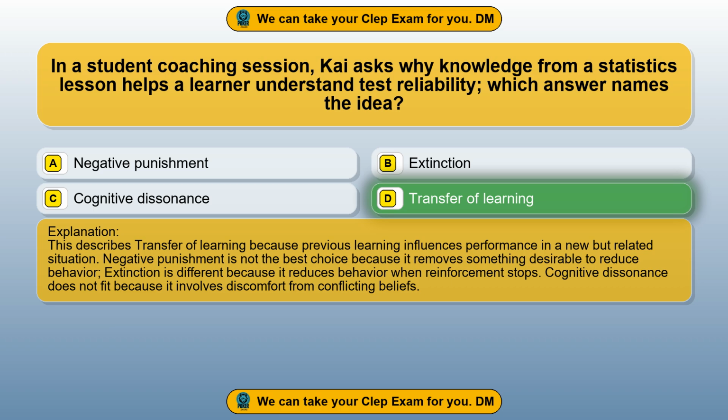Negative punishment is not the best choice because it removes something desirable to reduce behavior. Extinction is different because it reduces behavior when reinforcement stops. Cognitive dissonance does not fit because it involves discomfort from conflicting beliefs.